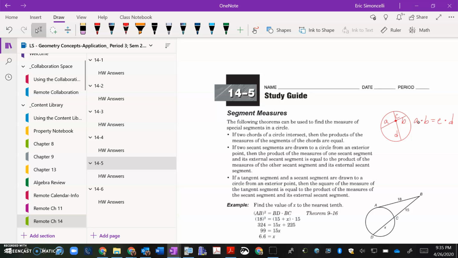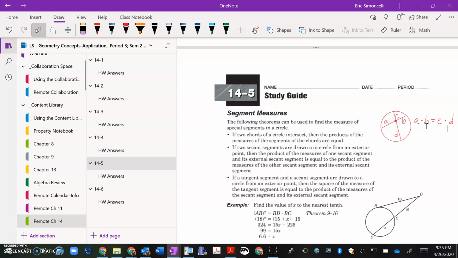Now, in various problems that we're going to take a look at, we will likely be given 3 out of the 4 values, and you're going to be able to solve for the fourth. In this particular context, generally speaking, once you multiply, you'll be dividing by one of the values. It's a very nice theorem to start this process of segment measures.